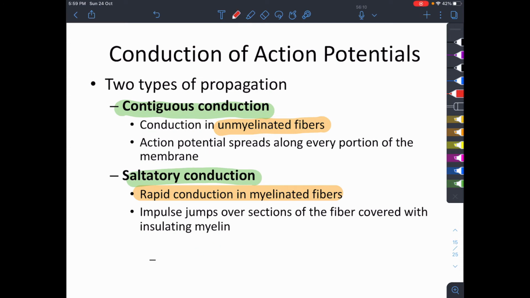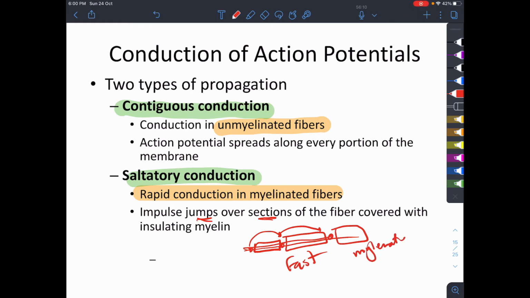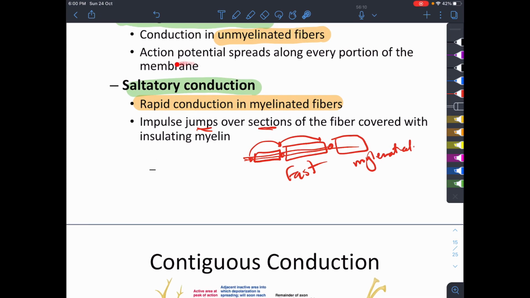أنا الآن عندي هنا الأكسن, هنا عندي myelin, هنا عندي node of Ranvier. فعندي الأكشن potential jumps over the sections of the fiber covered, يعني على طول يروح. It actually jumps so fast. هذا myelinated. أما unmyelinated, it takes so long. The unmyelinated is contagious. It spreads along every portion of the membrane, and it takes longer than the saltatory conduction.